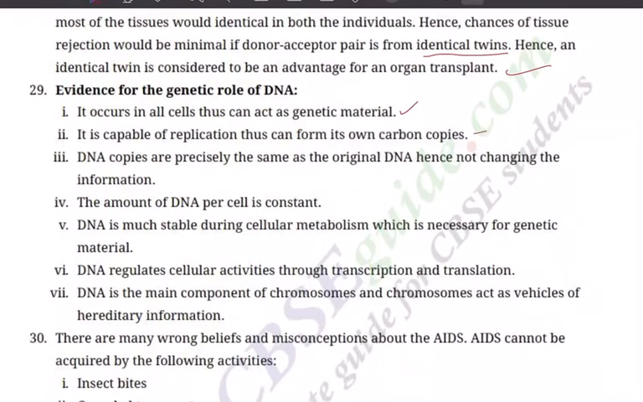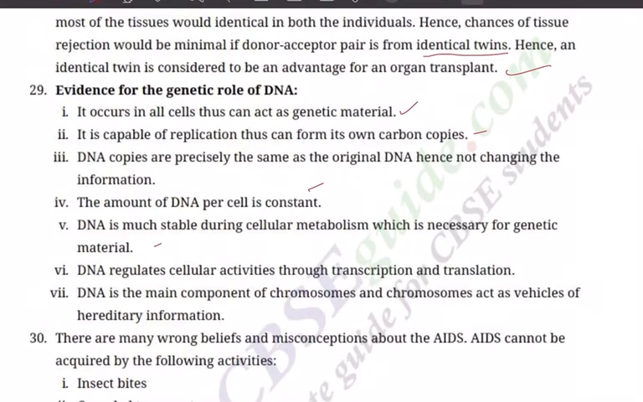It occurs in all cells. Thus, it can act as genetic material. We have proved that through experiments also, that DNA is the genetic material. It is capable of replication, thus can form its own carbon copies. DNA copies are precisely the same as the original DNA, hence not changing the information.